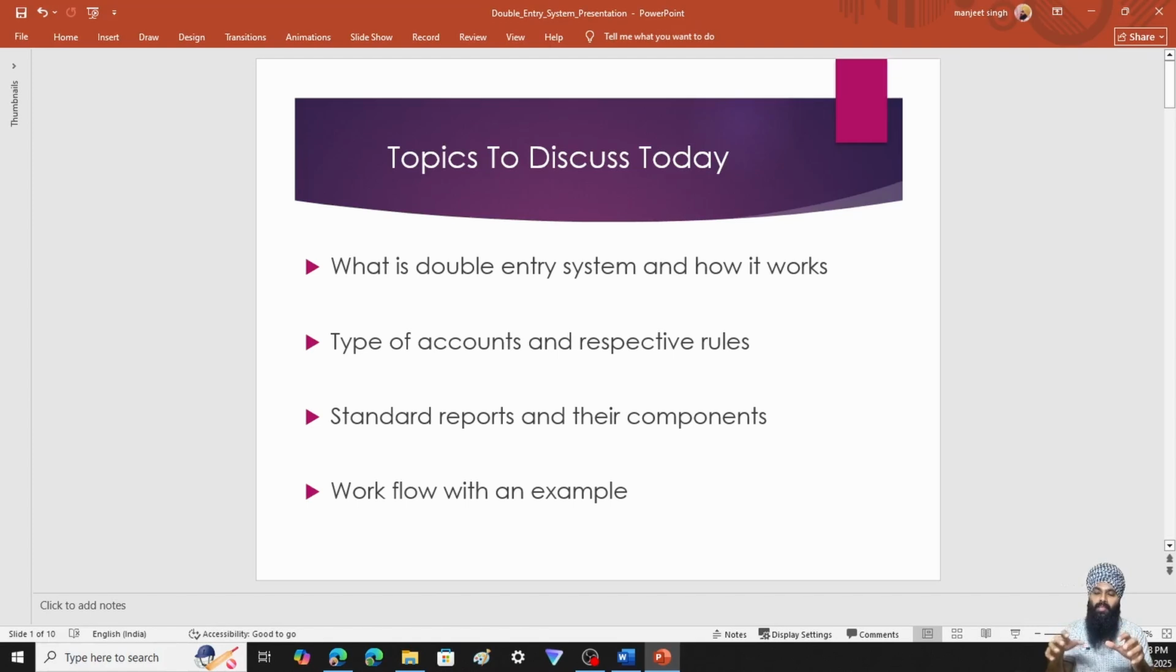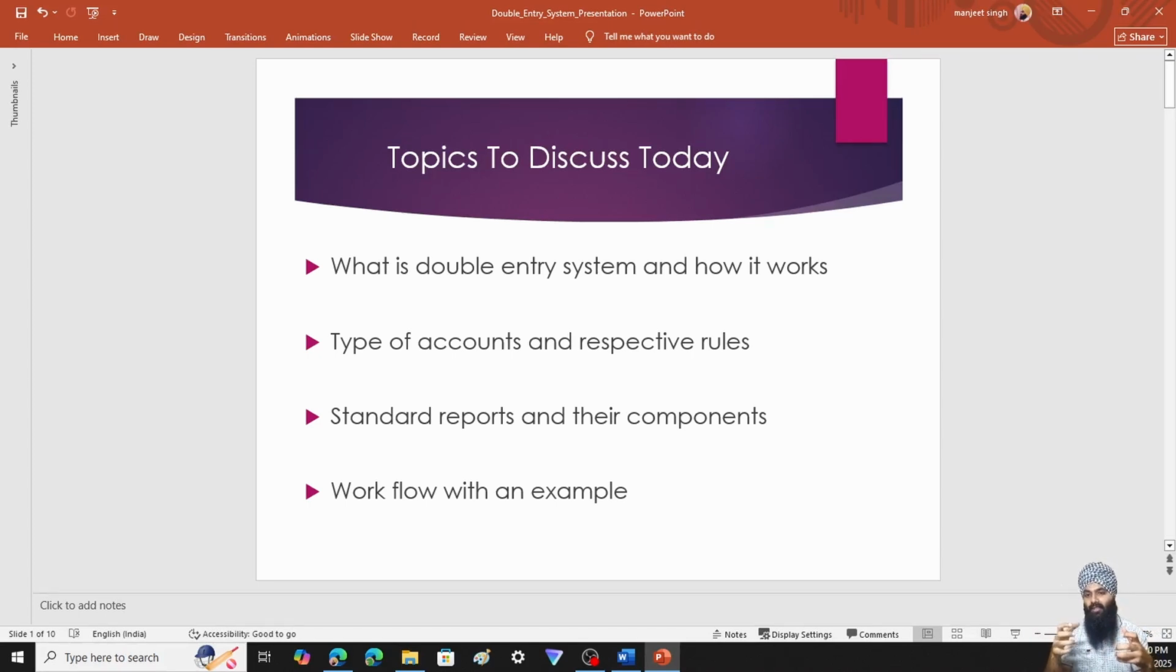These are today's topics that we will discuss. What is the double entry system and how does it work? How many types of accounts there are, using examples, and we will also discuss their respective rules and the types of reports that businesses usually use at year end, and the components of the reports, meaning what kind of data and what kind of information they show. And finally, we will discuss the workflow, how data flows between these reports, using an example.